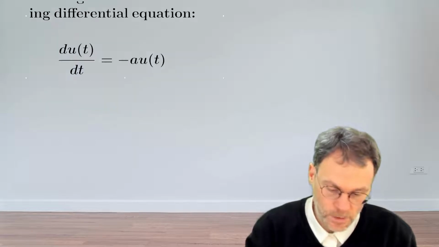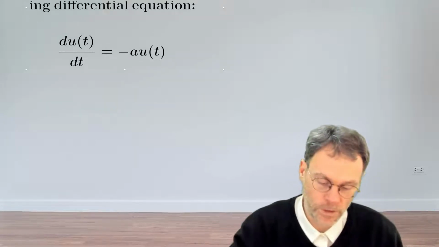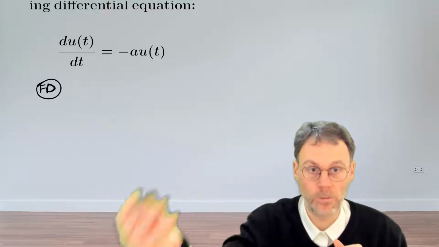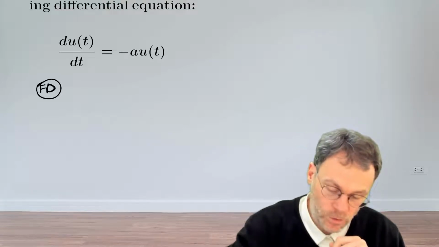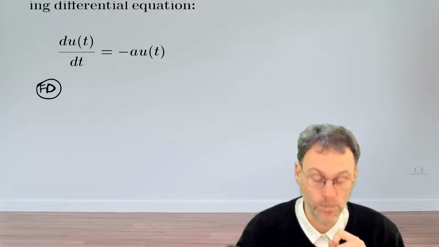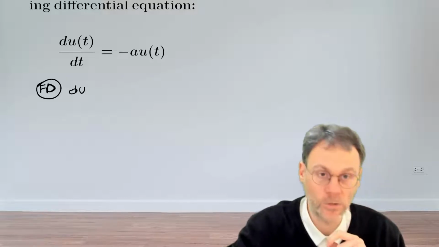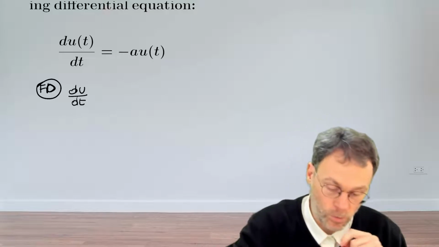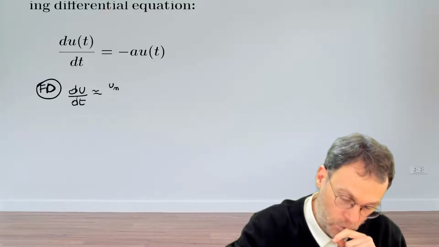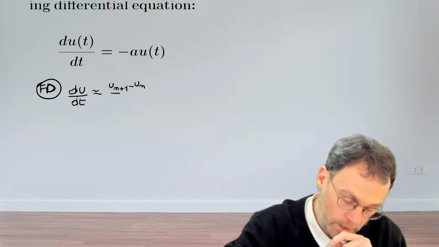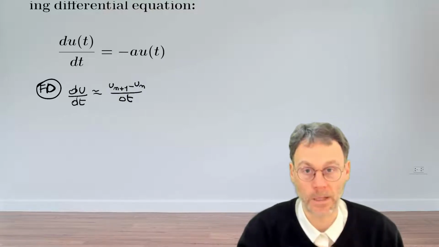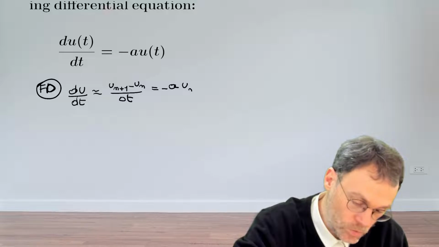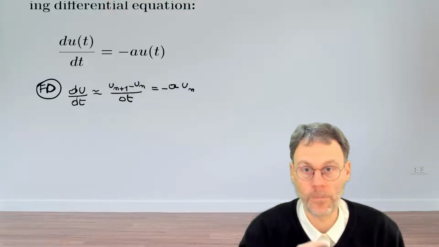Let's start with the forward difference scheme. For the forward difference scheme, we're going to make use of information from the current point and the point in the future. So if we need to calculate du/dt at the time point n, we're going to approximate that by having u^(n+1) minus u^n divided by our time step delta t. And on the right hand side we have obviously minus a, the value of u at the time point n.